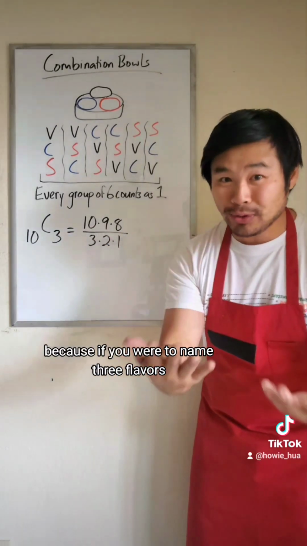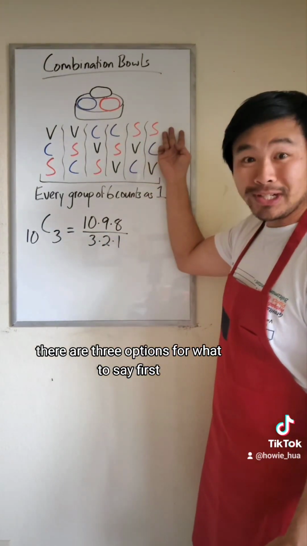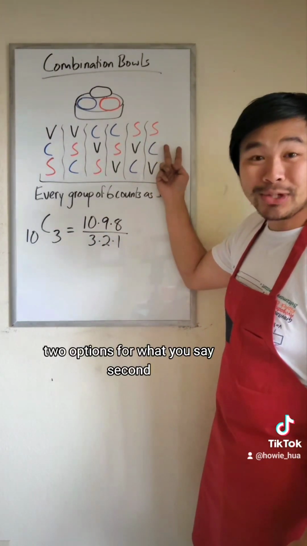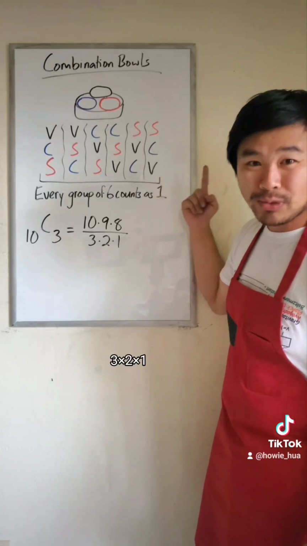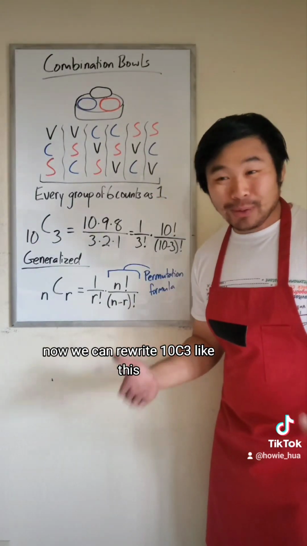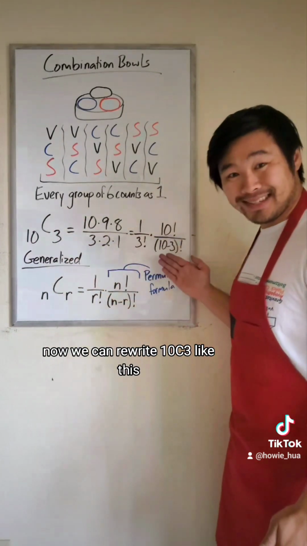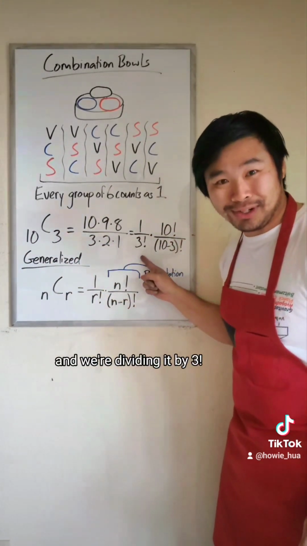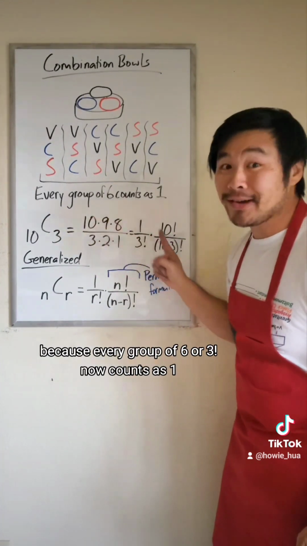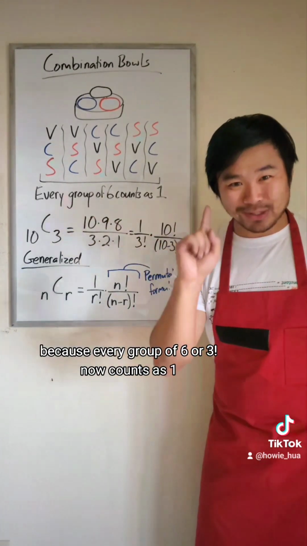Because if you were to name 3 flavors, there are 3 options for what to say first, 2 options for what you say second, 1 option for what you say third. 3 times 2 times 1. Now, we can rewrite 10 choose 3 like this. We see the permutation right here, and we're dividing it by 3 factorial, because every group of 6, or 3 factorial, now counts as 1.